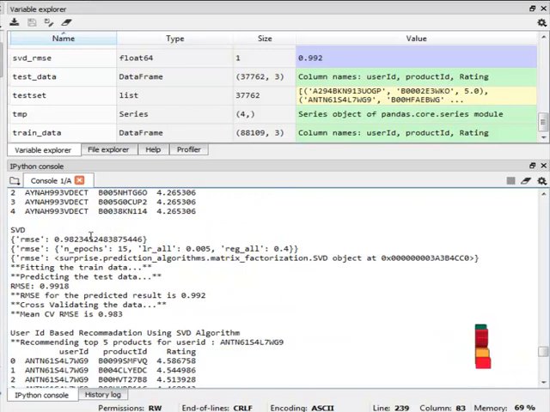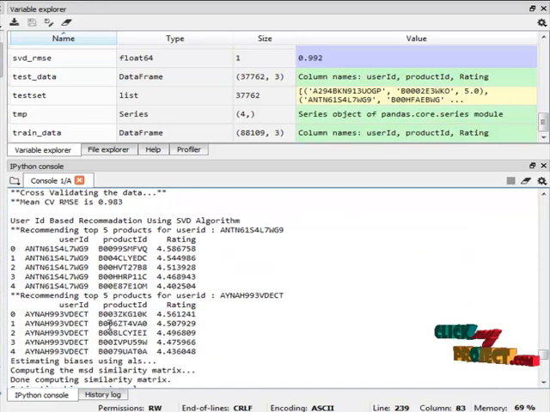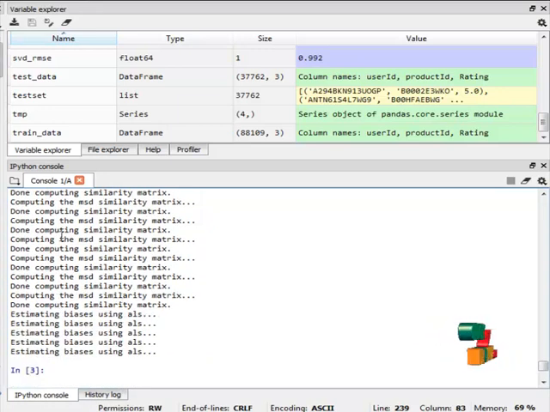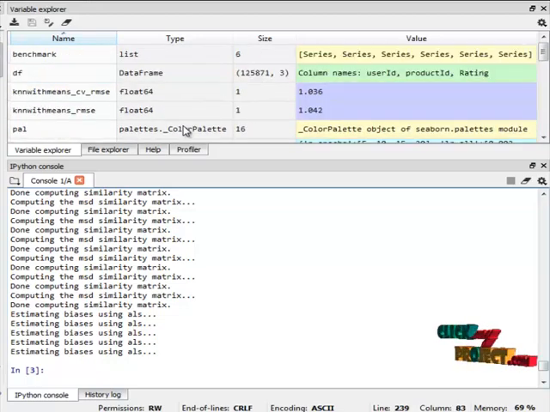And this is the SVD algorithm. The SVD algorithm root mean square error is 0.9818, and cross validation root mean square error is 0.983. And the user ID based recommendation using SVD algorithm, like the top 5 products. And these are the computation of the iteration of our algorithms. And these are all the variables that we are using in our dataset.